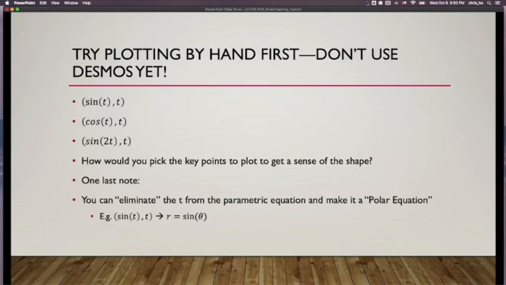So here are a few examples. Let's take a look at the first example, which is (sin t, t). Don't go to decimals just yet. Let's see if we can sketch it out by hand.